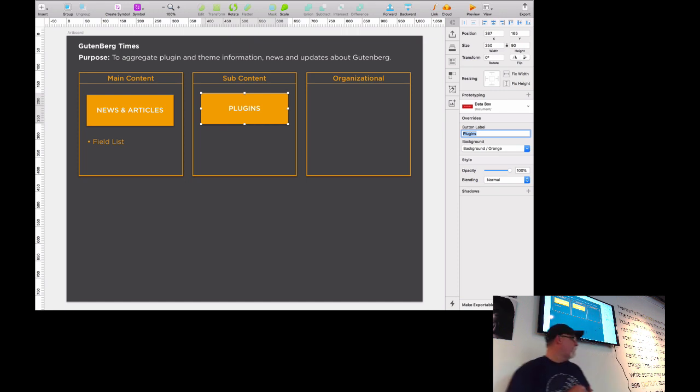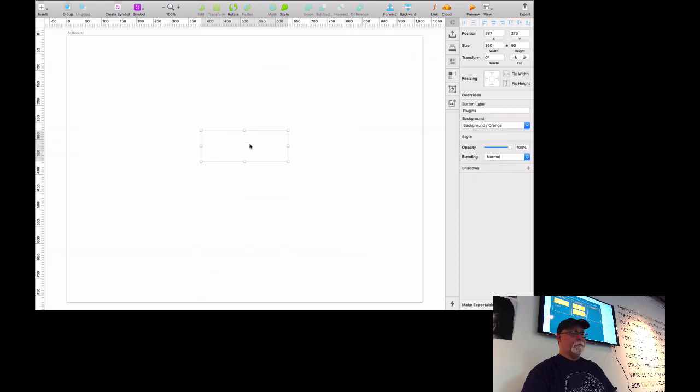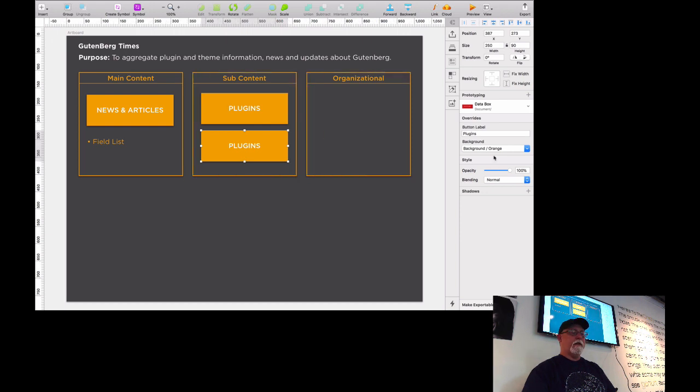Right. And the same, I don't know, are you doing themes too, or just plugins? Plugins, themes. Okay. And what about other issues? What about information sources? Where the information is coming from, like other websites and stuff like that. Other websites. Yeah. So you've got themes.